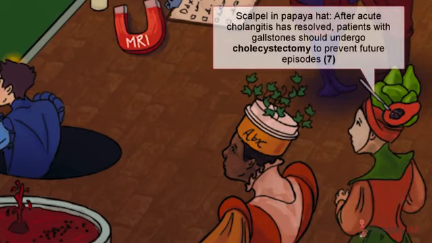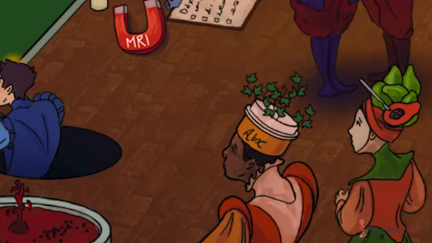To keep elective cholecystectomy on your mind, we've drawn in this scalpel slice papaya on this partygoer's hat? Headpiece? Whatever that thing is. Notice that it doesn't have a rising sun on it like the hat we drew for acute cholecystitis. This is to remind you that cholecystectomy should only be done after acute cholangitis has resolved.